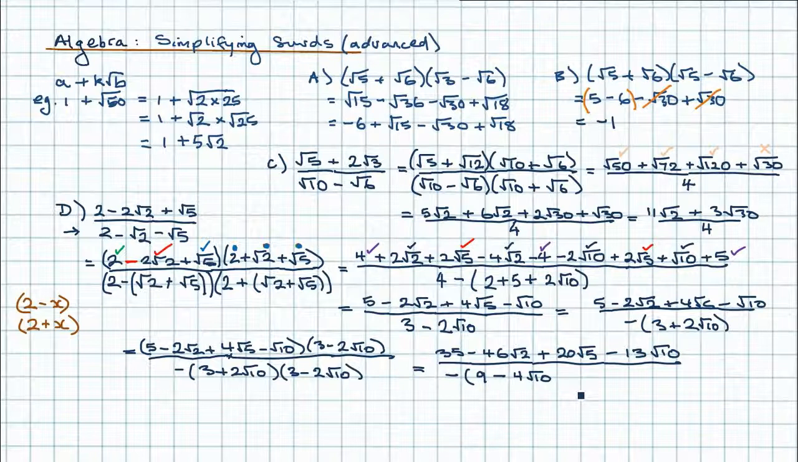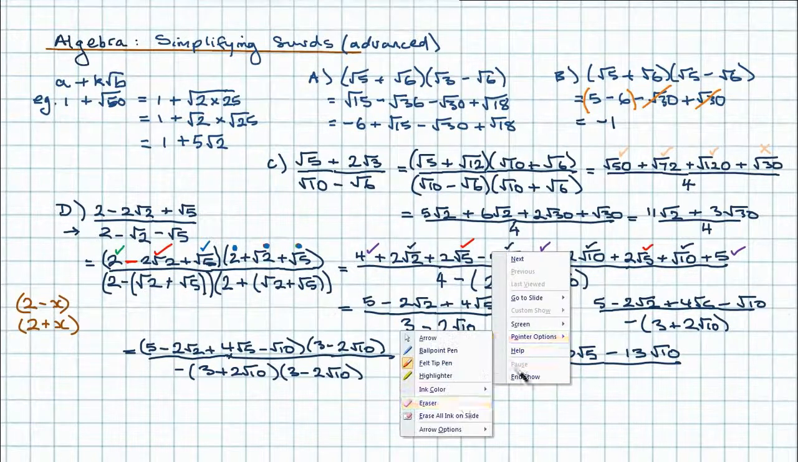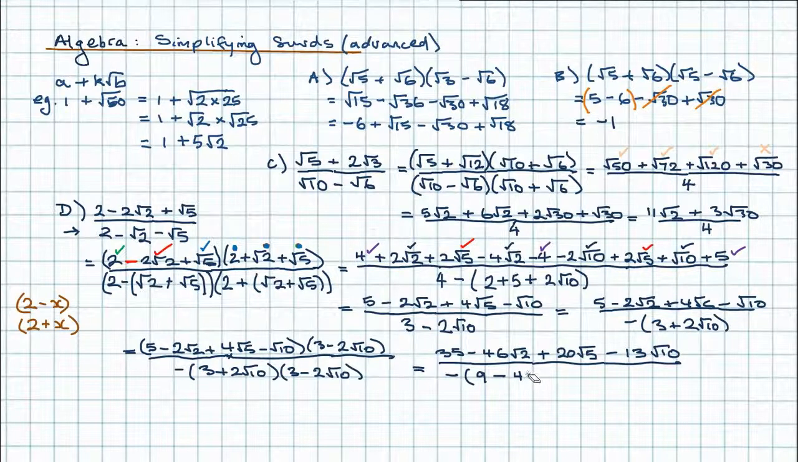Sorry, not minus 4 root 10. I thought I'd made a mistake there. There we go. Root 10 times root 10 obviously is 10, so minus 40. Okay. Minus 40. And if you think about the inner and outer, you've got the 3 times negative, so you've got negative 6 root 10, and here you've got positive 6 root 10, so that's the inner and outer will cancel out in that way.